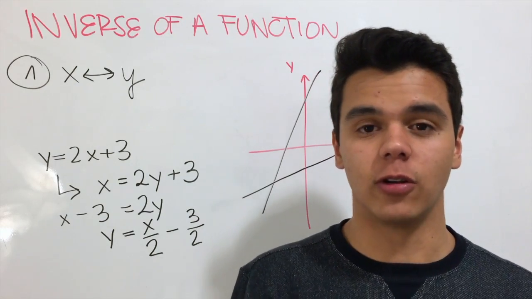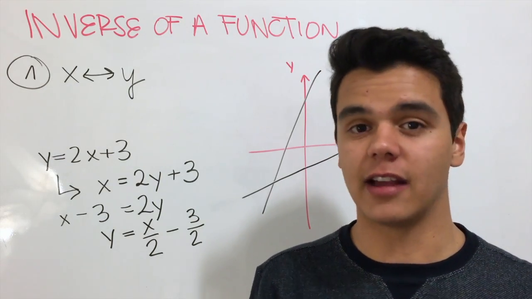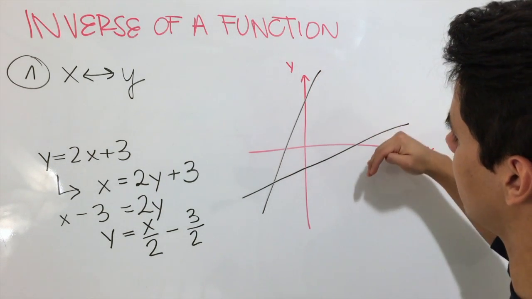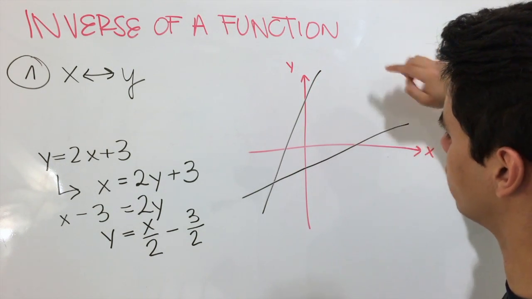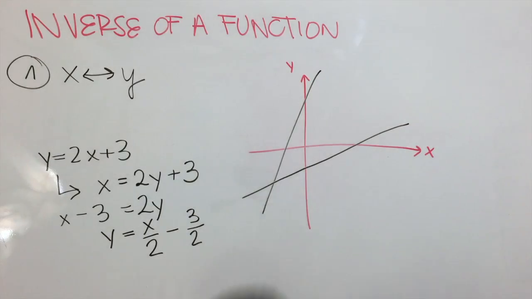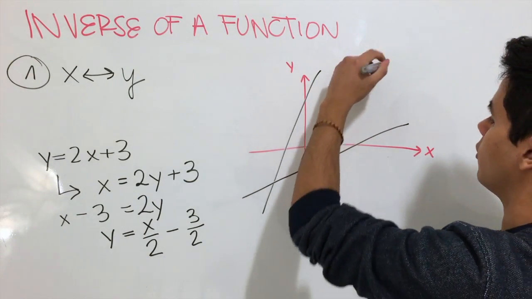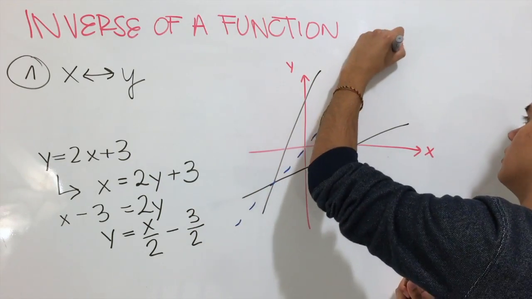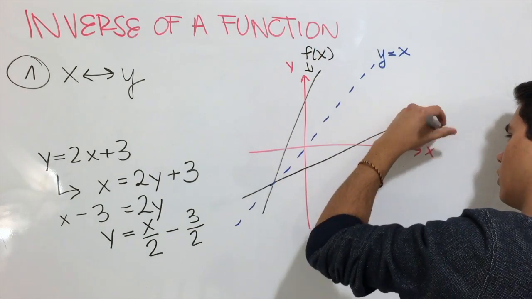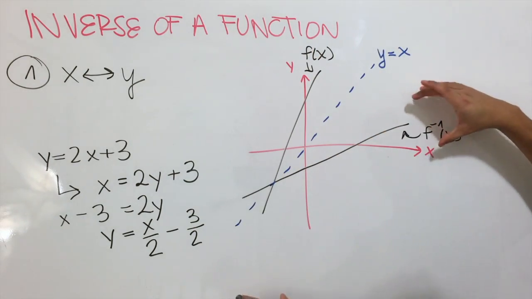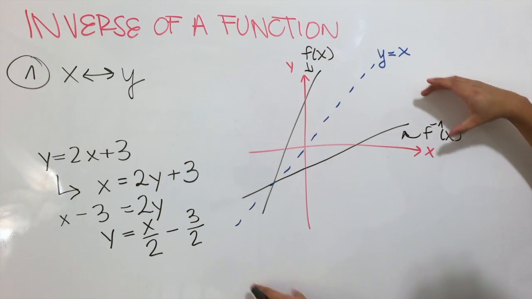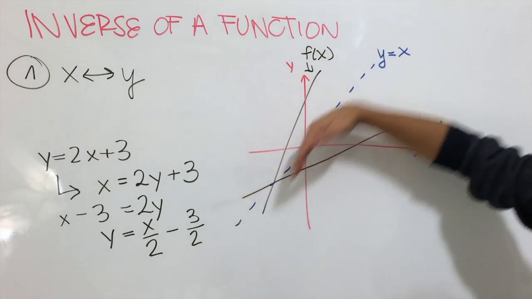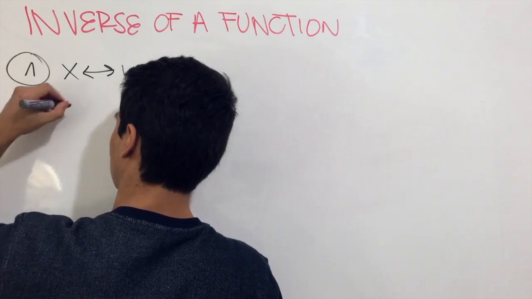There's something very particular about the inverse of a function, and it's the fact that it looks like you're taking your normal function and reflecting it with respect to the function y equals x. As we can see here in blue, this is going to be our function y equals x. So this, which is the inverse of the function, is going to look like the reflection of the actual function, taking this as the mirror.